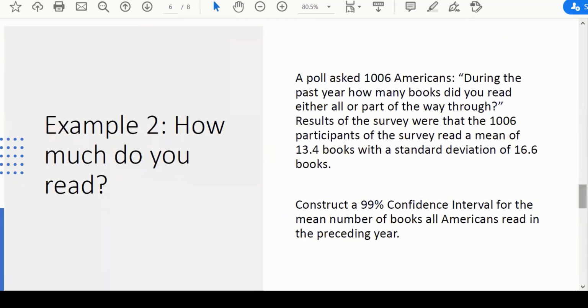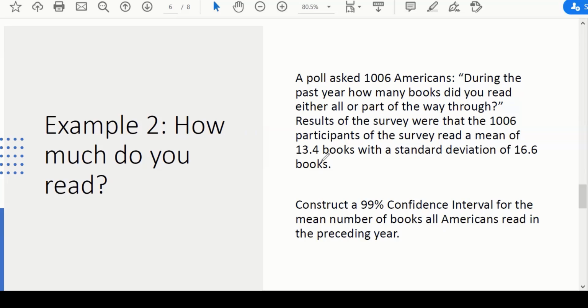Another example. A poll asked 1,006 Americans, during the past year, how many books did you read, either all or part of the way through? Results of the survey were that the 1,006 participants read a mean of 13.4 books with a standard deviation of 16.6 books. Construct a 99% confidence interval for the mean number of books all Americans read in the preceding year.